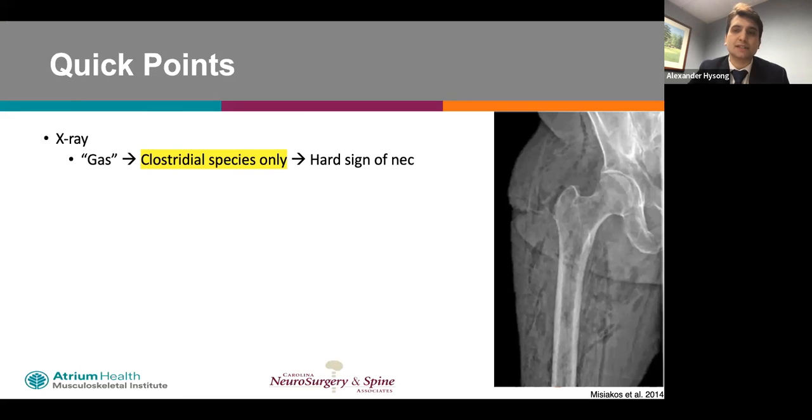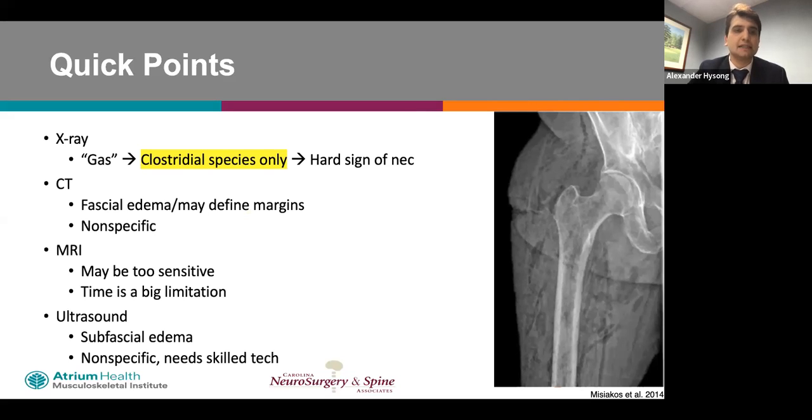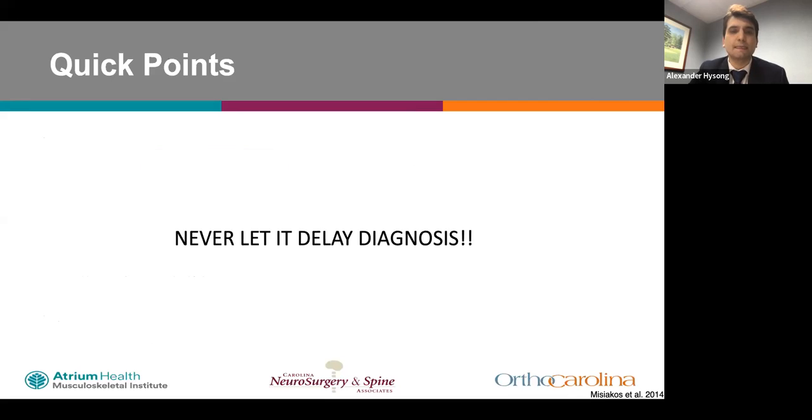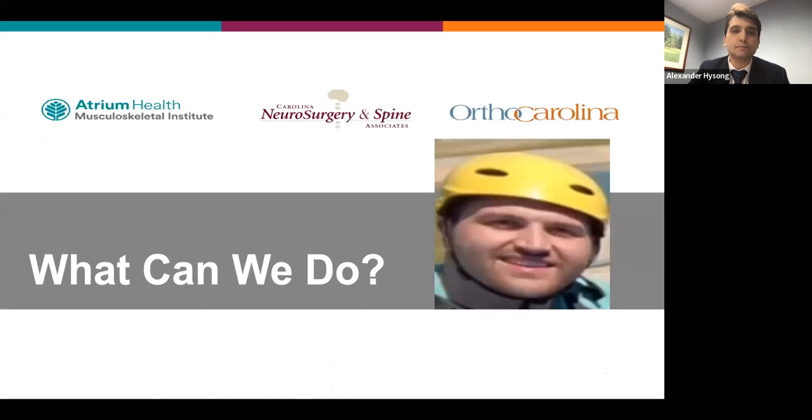But if it's not present, as it isn't in most cases of necrotizing fasciitis, you should still be concerned if clinically someone's lining up with this picture of necrotizing fasciitis. CT, MRI, and ultrasound are useful adjuncts, but they're more sensitive than they are specific, and more often than not, they're showing more of a picture of edema than anything else. The most important point about imaging is never let it delay a diagnosis, or more importantly, never let it delay treatment.